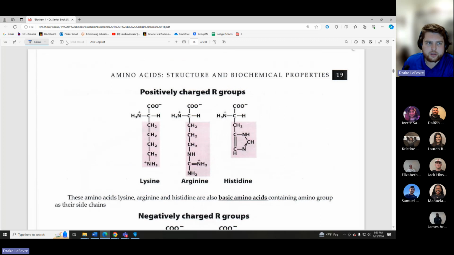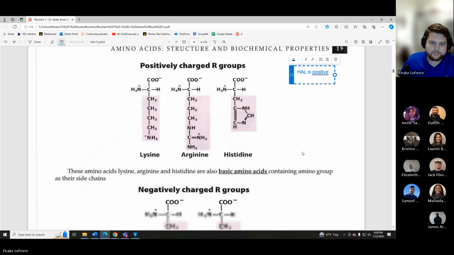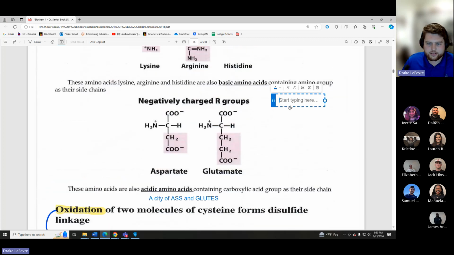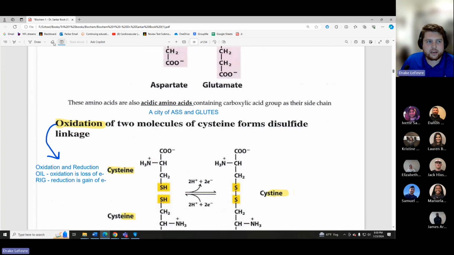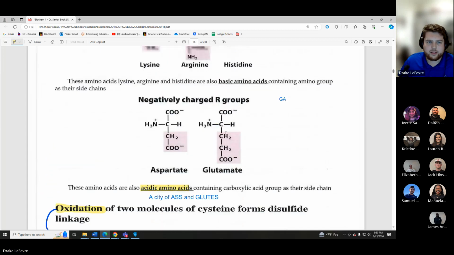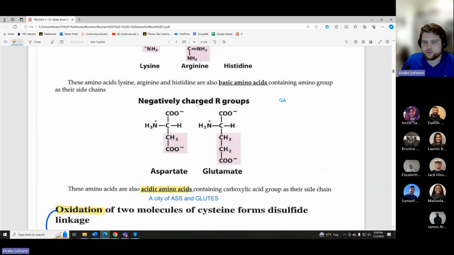Positively charged R groups. I remember that as Hal. Hal is positive. If you've ever seen Malcolm in the Middle, I think of Hal. Negatively charged: Glu or Asp, whatever. We have the acidic amino acids. Remember, acidity of Asp and Glu. Those are also our negatively charged. So the two negatively charged ones are also our acidic ones.